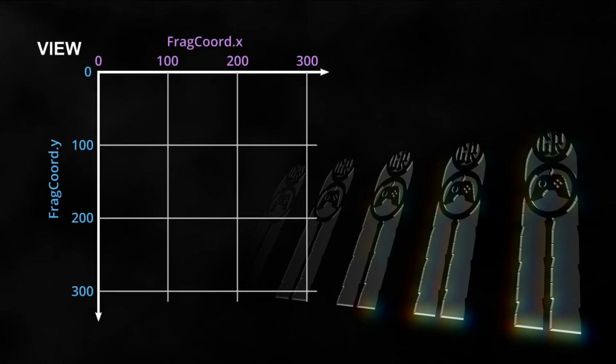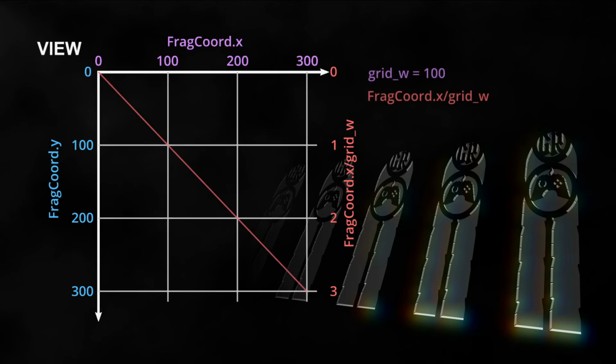This is our view with its fragment coordinates. On the y-axis, I also add fragCoord.x divided by grid width. Now at a grid width of 100, fragCoord.x divided by grid width will be the red line here. So at fragCoord 100, fragCoord divided by grid width is 1. At fragCoord 200, it's 2, and at fragCoord 300, it's 3. But if we only take the fractional part of that division, then the result will zigzag from 0 to 1. So at fragCoord.x 250, fragCoord.x divided by grid width is 2.5 and the fractional part is 0.5.